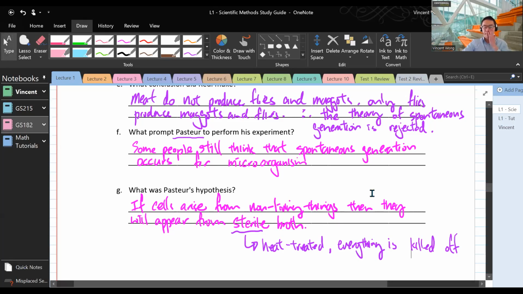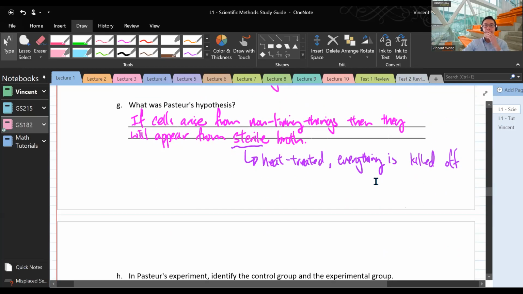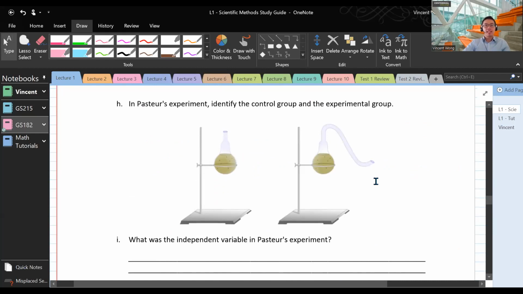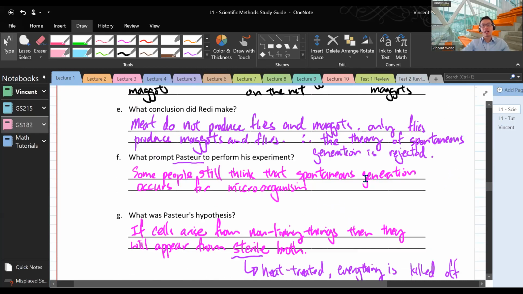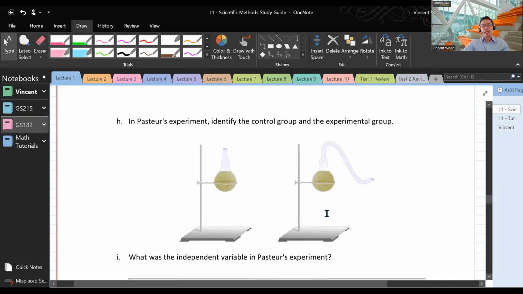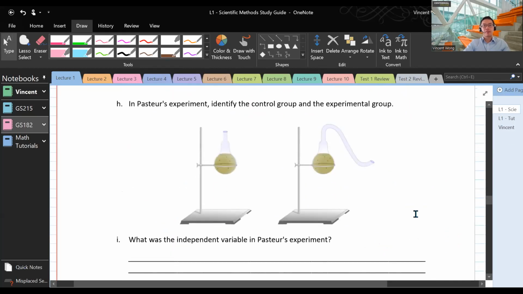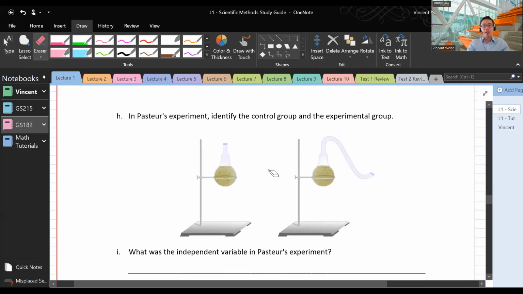Okay. So let's see. This is his experiment. By the way, I will post this after class, right? If you miss anything, you can find it afterwards. Not to worry. So here we go. In Pasteur's experiment, identify the control group and the experimental group. So he has two groups. He has some flasks with the broth in it, okay? One of them is open like this, and the other one has a special swan neck over here.